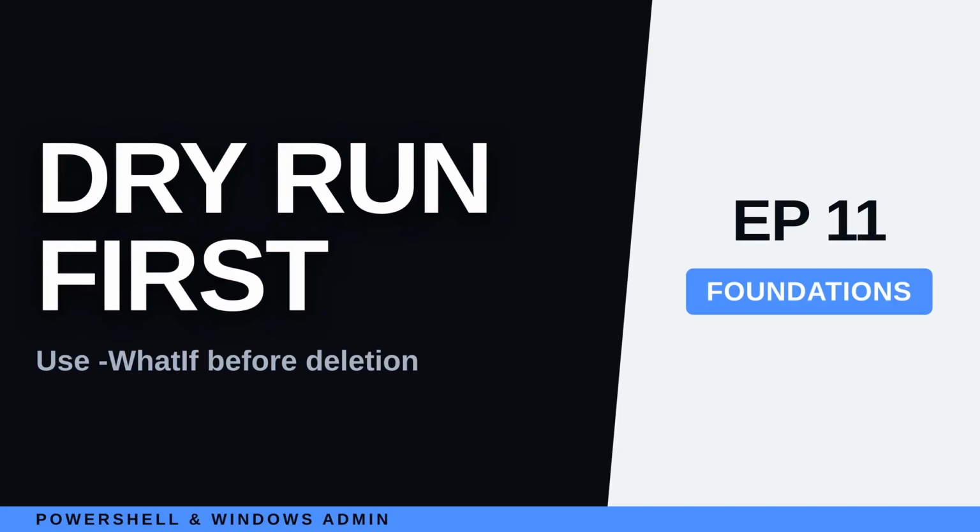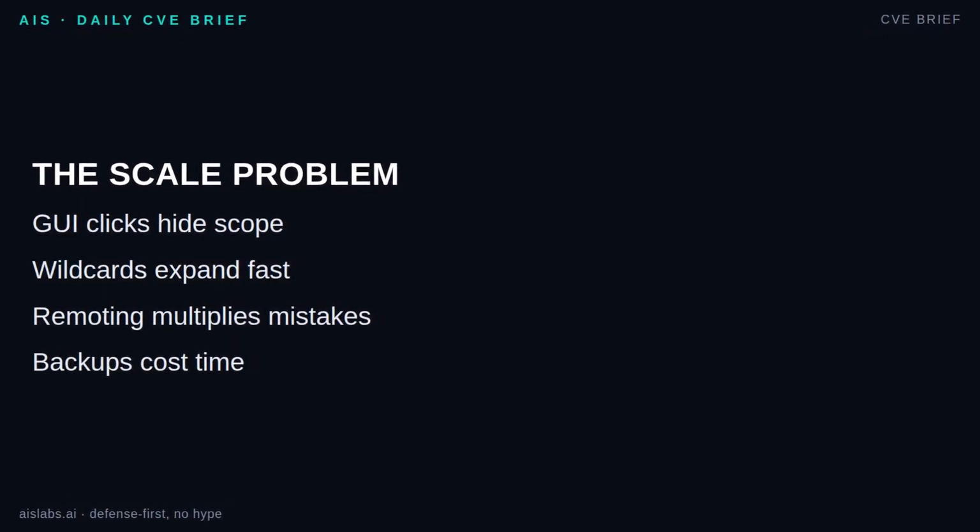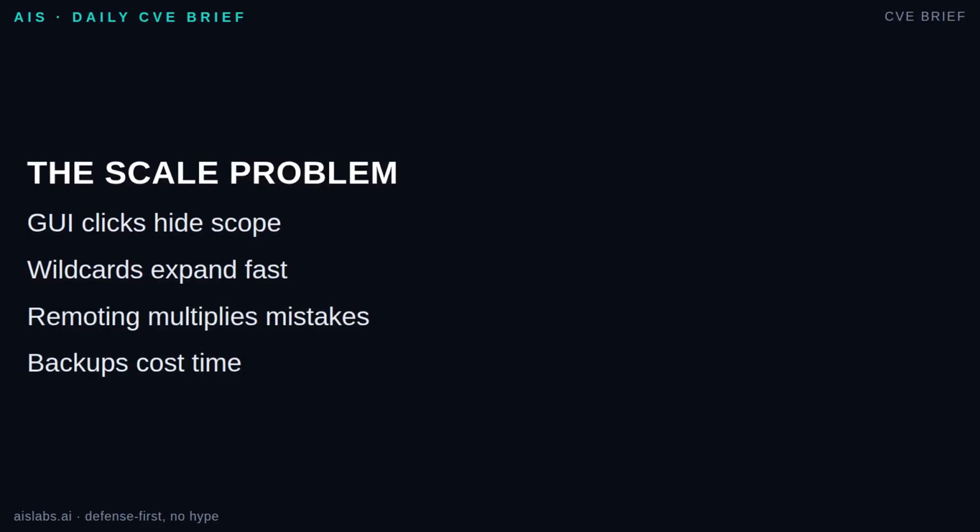If you searched PowerShell WhatIf because you want a dry run before deleting, good. Learn this before remoting turns one bad path into 500 bad paths. The manual way feels safer because you can see a folder, right-click it, and hesitate. At fleet scale, that illusion breaks.